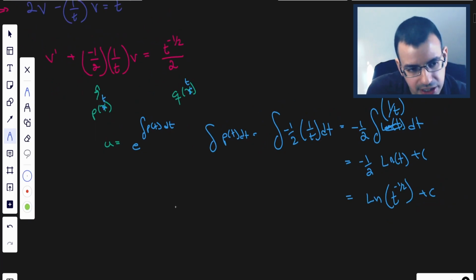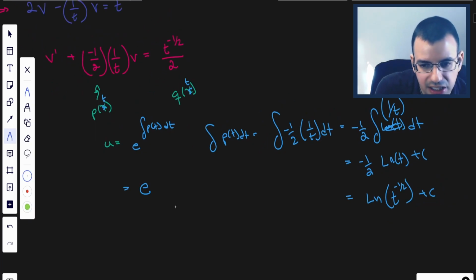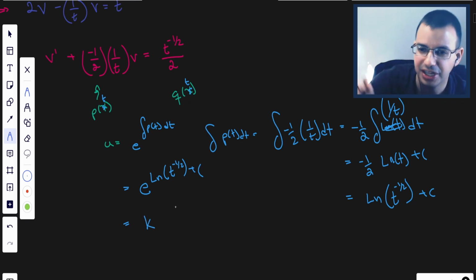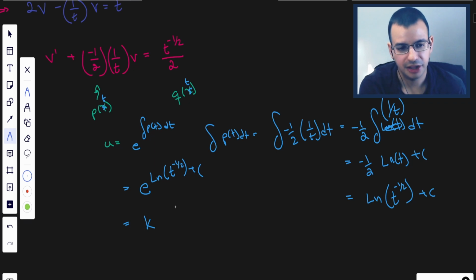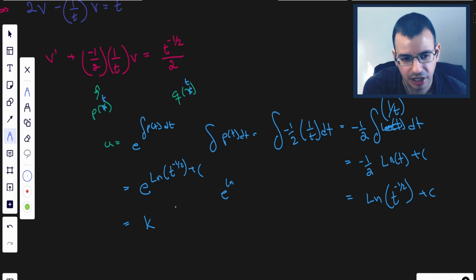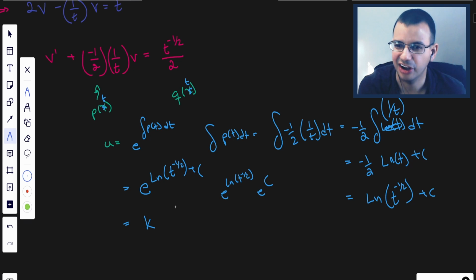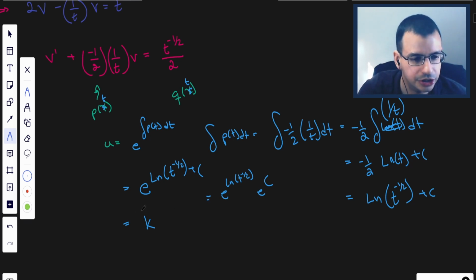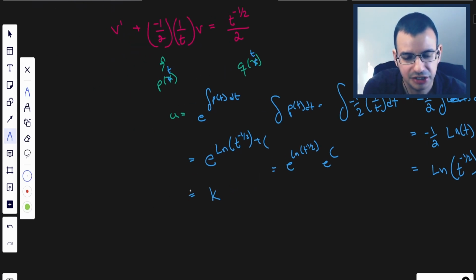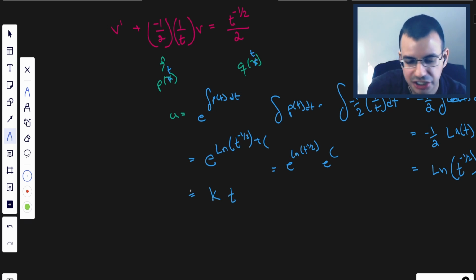And so now we get e to the natural log of t to the negative 1/2 plus c, which is the same as e to the natural log of t to the negative 1/2 times e to the c, and e to the c is just a constant k. And that's just a log rule because we're breaking up the plus c. And then that just becomes another constant. So then this becomes k. E to the natural log just disappears. They cancel. They're inverses. Like so.